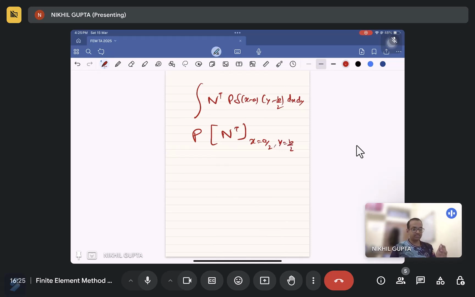So this is the basic property of delta functions. Whenever it is applied and integrated, you don't have to integrate anything, you just put the value at that point. So how this is happening, I'll tell you that as well.